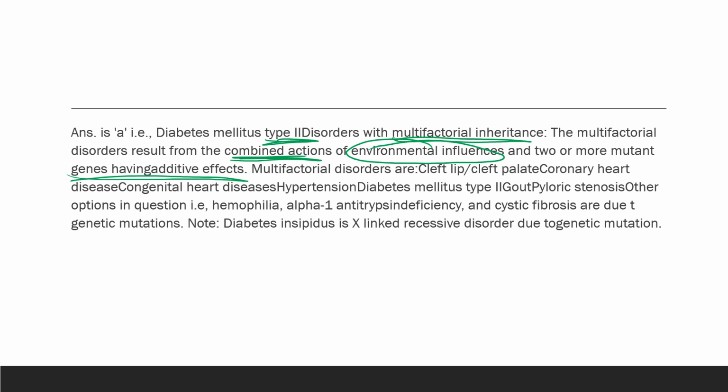And these multifactorial disorders are cleft lip, cleft palate, coronary heart disease, congenital heart disease, hypertension, diabetes mellitus type 2, gout, pyloric stenosis, and others. And diabetes insipidus is an X-linked recessive disorder due to genetic mutation, but not type 2.